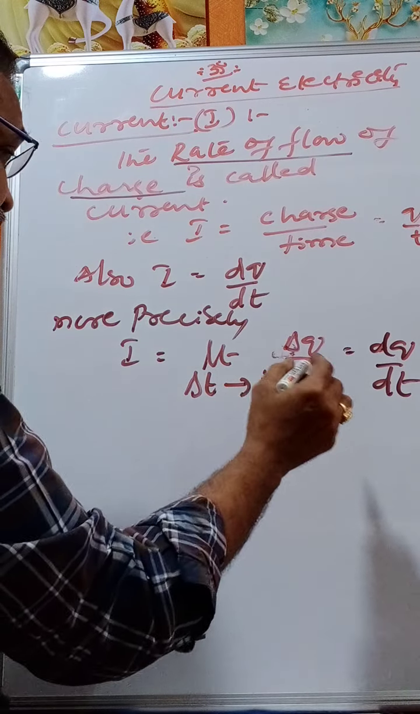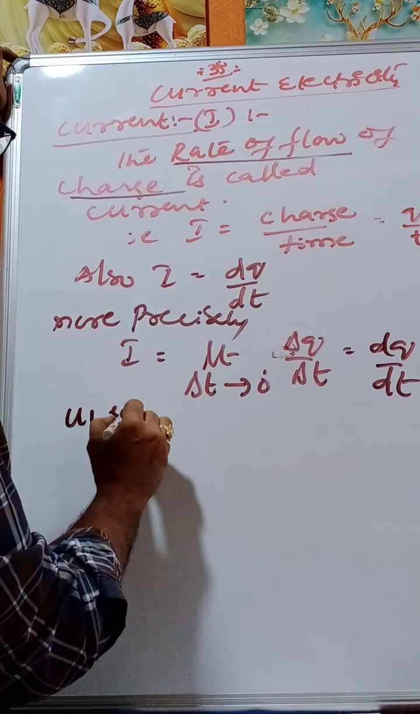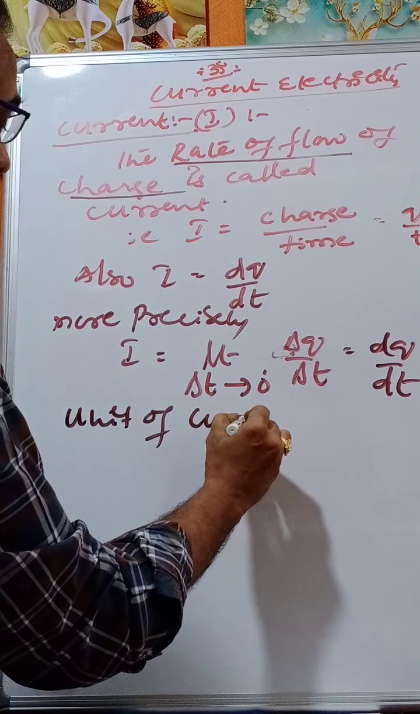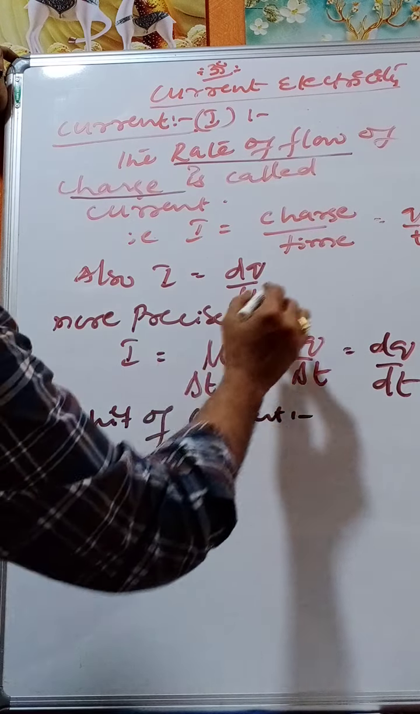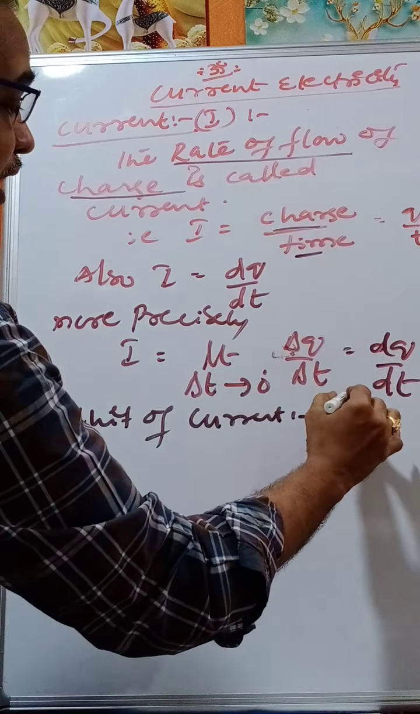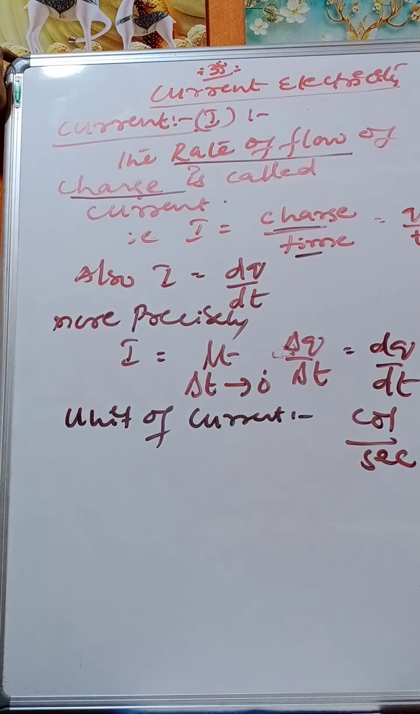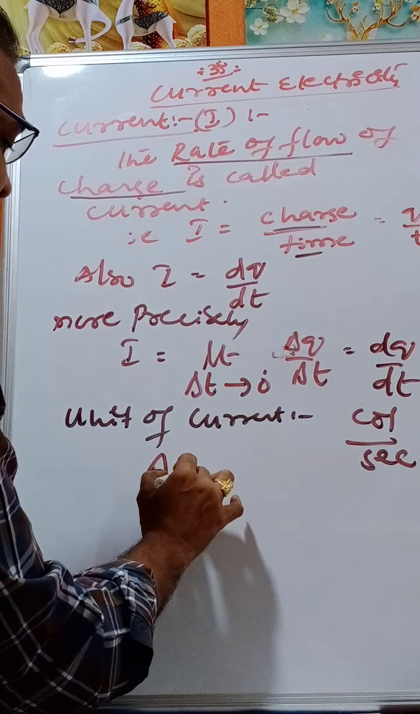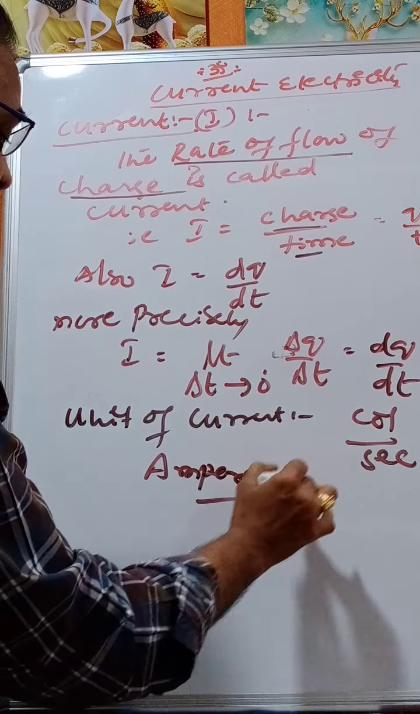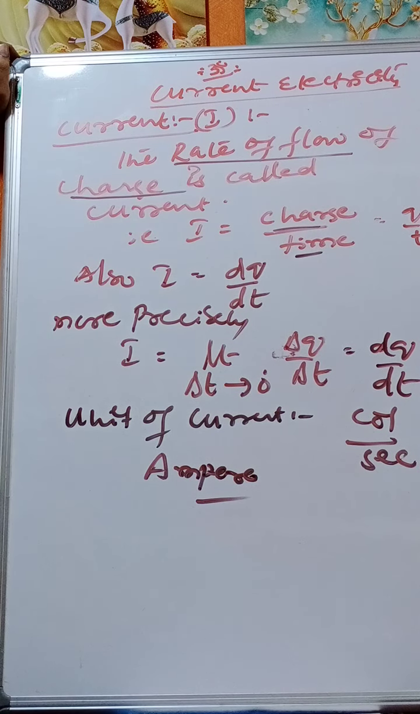Now, what is the unit of current? Charge by time means the charge unit is coulomb, and time means second. Coulomb per second, or simply in one letter it is ampere. Ampere is the practical unit of current. Coulomb per second or ampere is the unit of current.